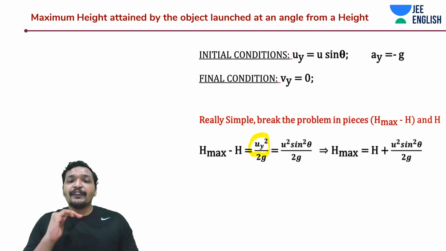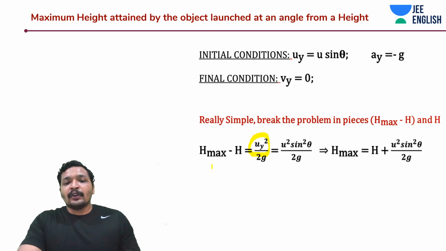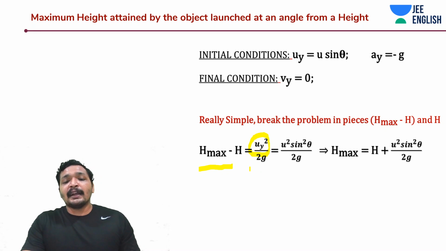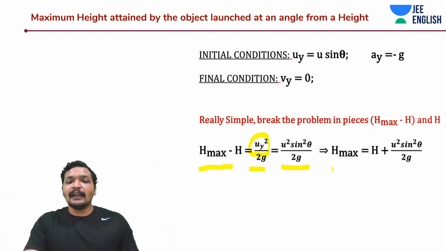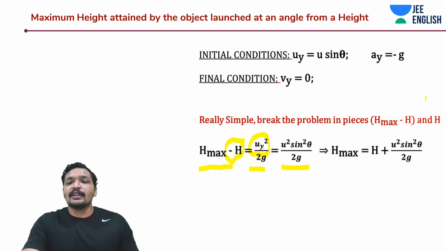You make use of v squared is equal to u squared plus 2as along the y-axis. And you would find out that for that level plane projectile motion, h max minus h is equal to uy squared by 2g, which is equal to u squared sine squared theta by 2g. We would simply take this h to the other side. Guys, it's really simple. Always break these complicated problems into two parts. One is h max minus h, the other one is h.